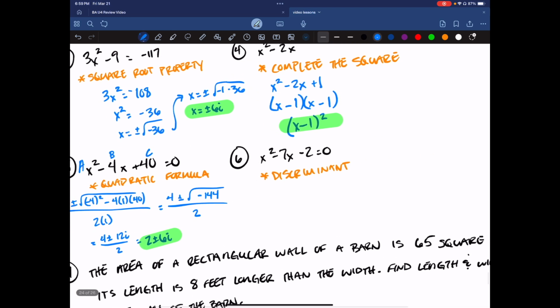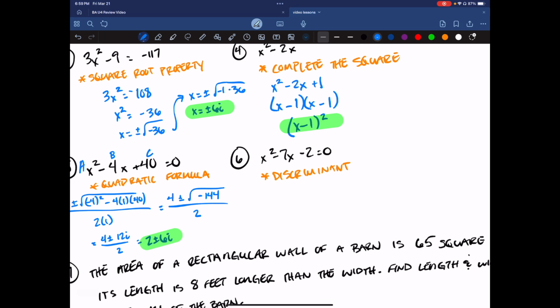Okay. Now, number six, a lot of times I just want to know what the graph is doing. Is it opening up? Is it crossing x? Is it sitting on x? Is it going to touch x at all? And I can use the discriminant for that. Remember, the discriminant is just the inside of the square root. Okay, so b squared, that's going to be -7 squared minus 4 times 1 times -2.